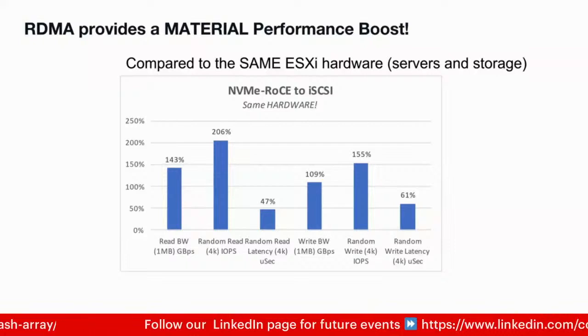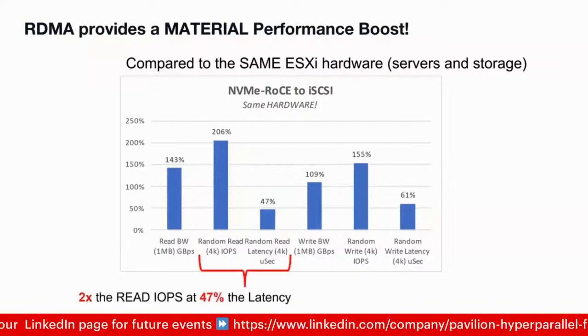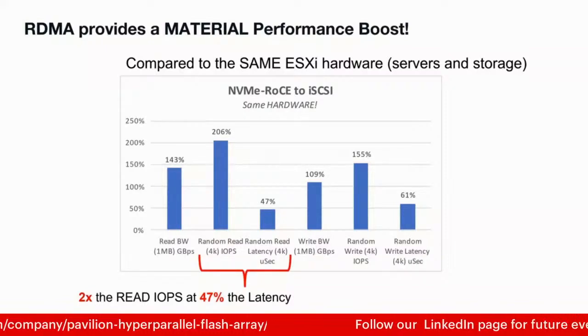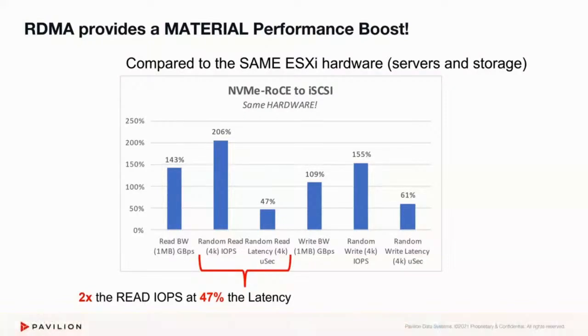So David, why don't we look at reads and read latency? Go ahead and click that. 2x read IOPS at 47% of the latency. So latency, concurrency, they matter. Let's look at the next metric. The next metric is, how do I feed the beast? Well, it's all about write IOPS. And here you see, again, this is just NVMe RoCE to iSCSI, no special changes or anything. 1.5 times the write IOPS at 61% of the latency.